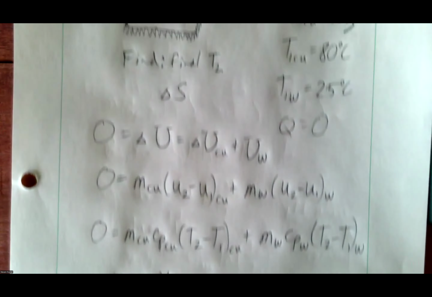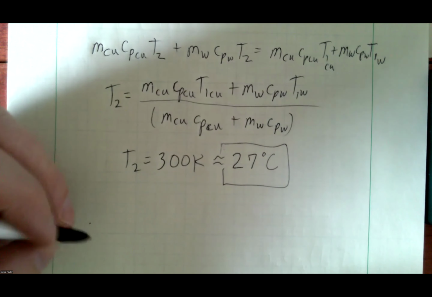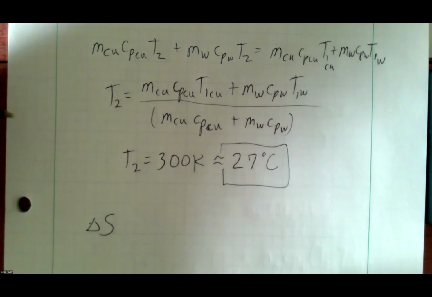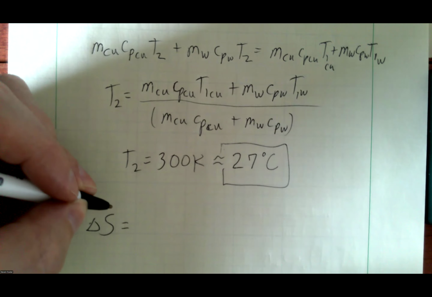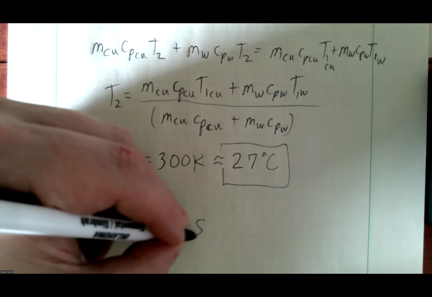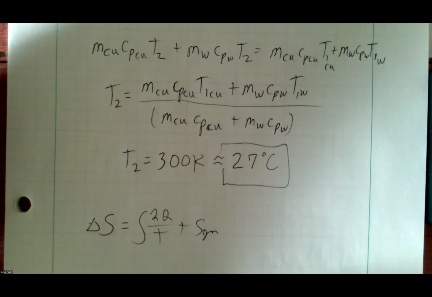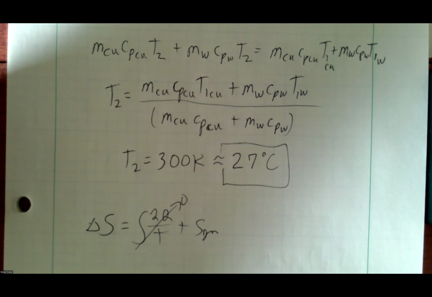Are we done? No, the problem wanted to know what's the entropy change. All right. What's the entropy change? Well, here's the thing. The entropy change is going to be equal to the integral of dQ over T plus S_gen. All right? Well, there's no heat transfer. There's no external heat transfer. All the energy transfer is occurring internally.